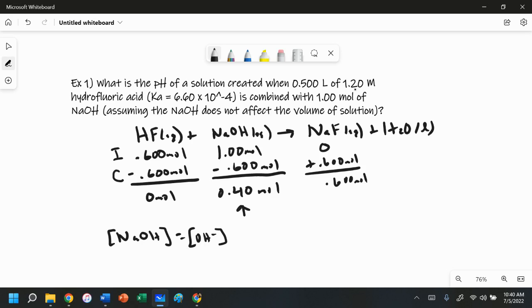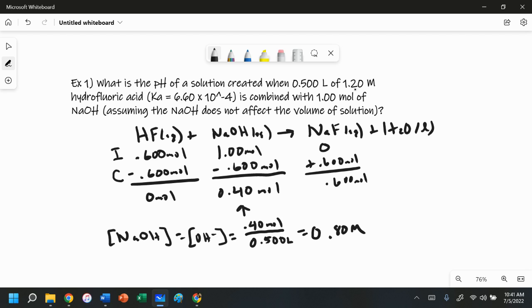So how are we going to determine the concentration of the hydroxide? Well, concentration is equal to moles divided by liters. We know the moles of sodium hydroxide, 0.40 moles, and we know the liters of solution, 0.500 liters of solution. And so 0.4 divided by 0.5 is 0.80 molar. So this solution is 0.80 molar hydroxide.